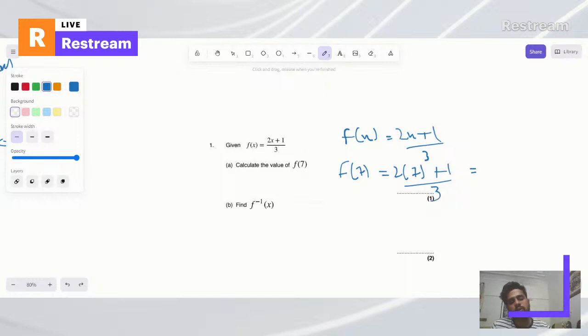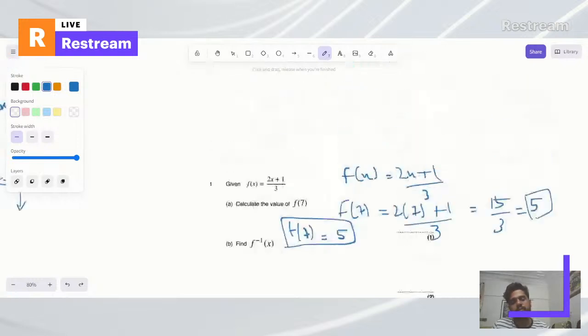So 2 times 7 becomes 14, 14 plus 1 becomes 15, right? So 15 divided by 3, and the final answer would be 5. So that's our value of f of 7. So f of 7, function of 7, equals 5. So that's our answer. Okay, pretty simple. So that's called evaluating the answer.